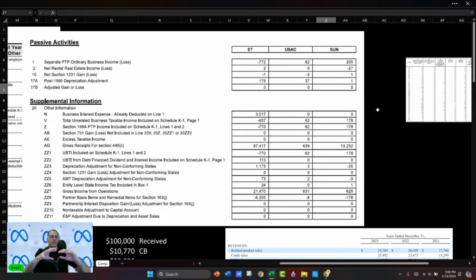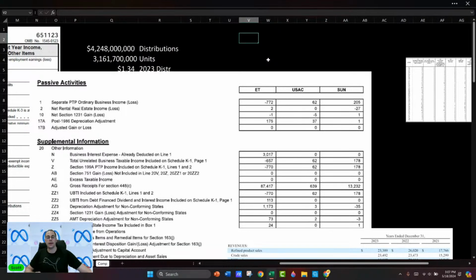This is the first time I'm looking at this stuff myself, so I'm learning with you. So ET owns their pipeline infrastructure. That's how they make their money. But they also have subsidiaries.